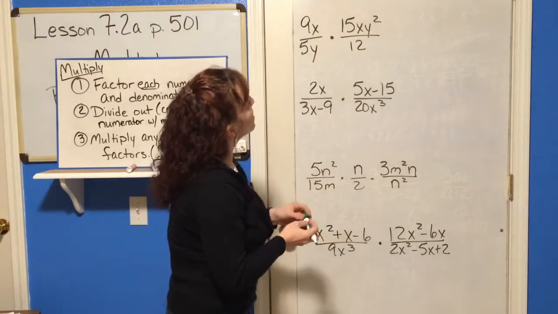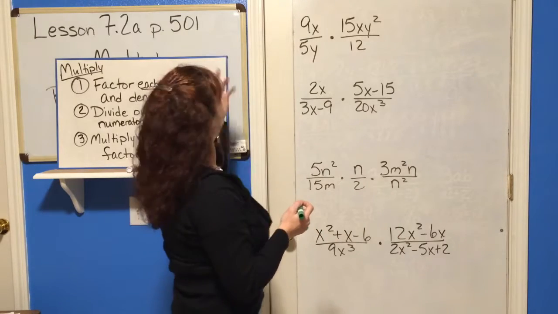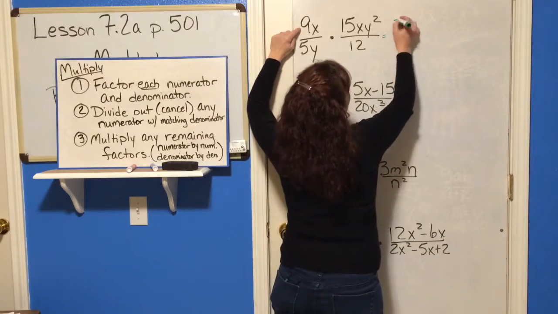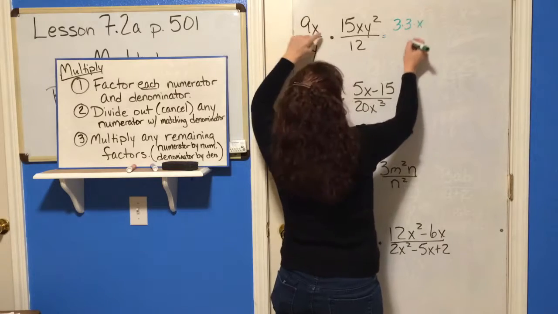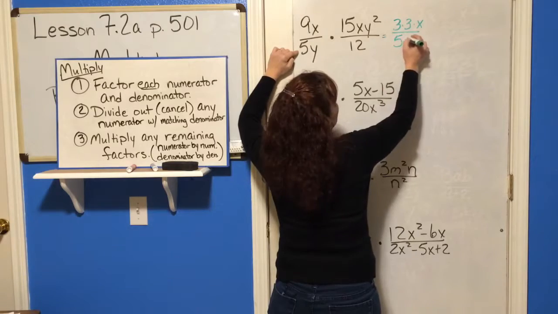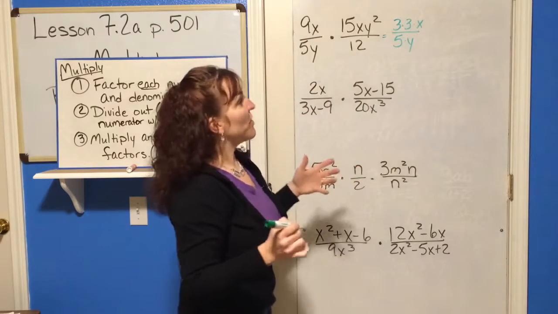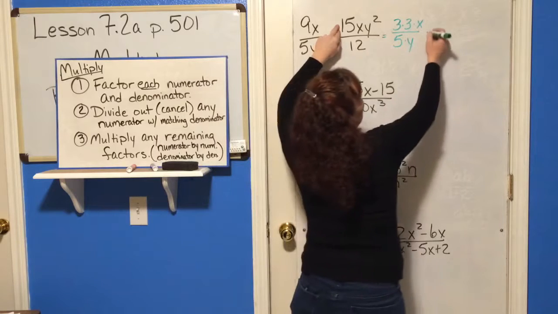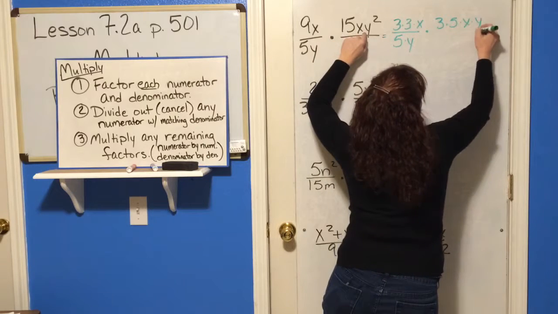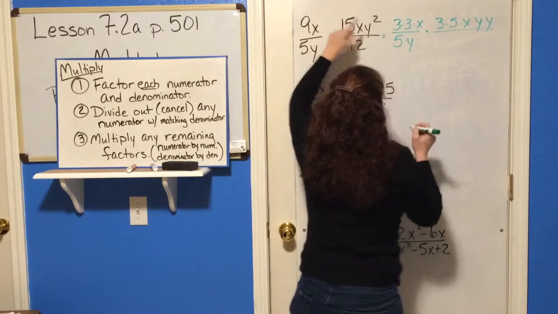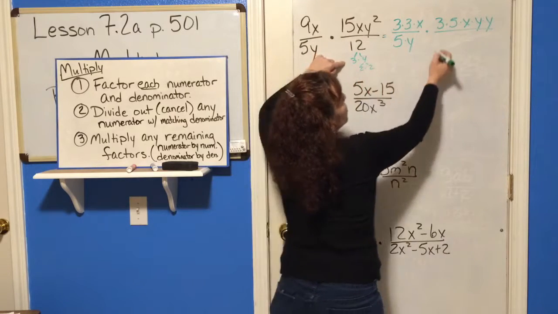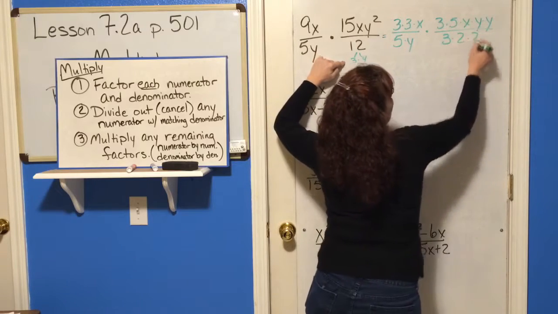9x over 5y times 15xy squared over 12. So step 1, factor out each numerator and each denominator. So 9 is 3 times 3, times an x, over 5, which is prime, so it's already factored out. 15, you'll remember, is 3 times 5, times an x times a y squared, which is 2 y's. All over 12. 12 is 3 times 4, and 4 is 2 times 2. So we've got 3 times 2 times 2.